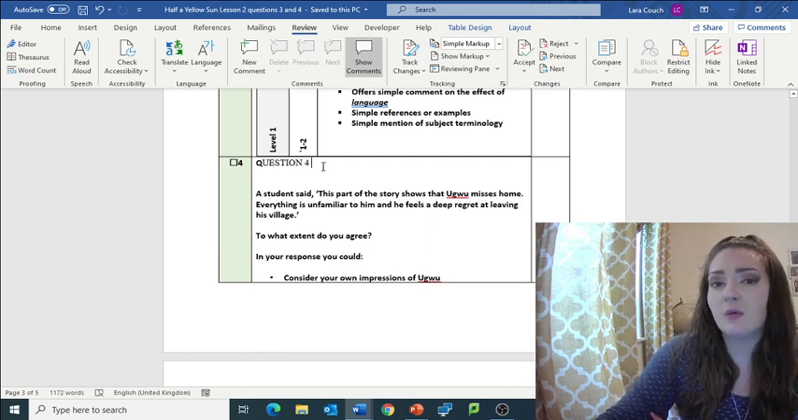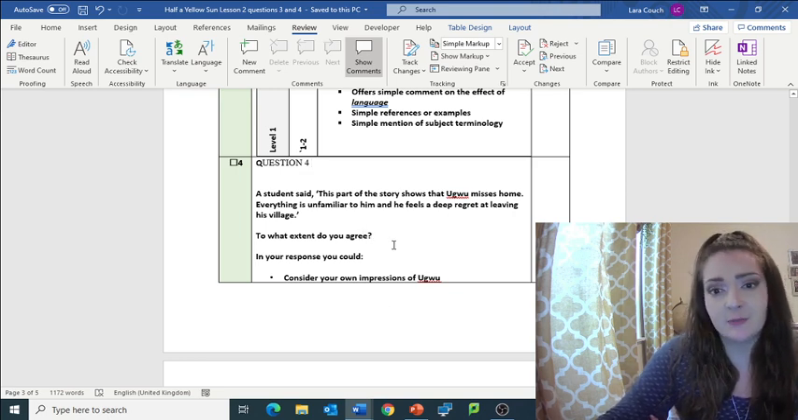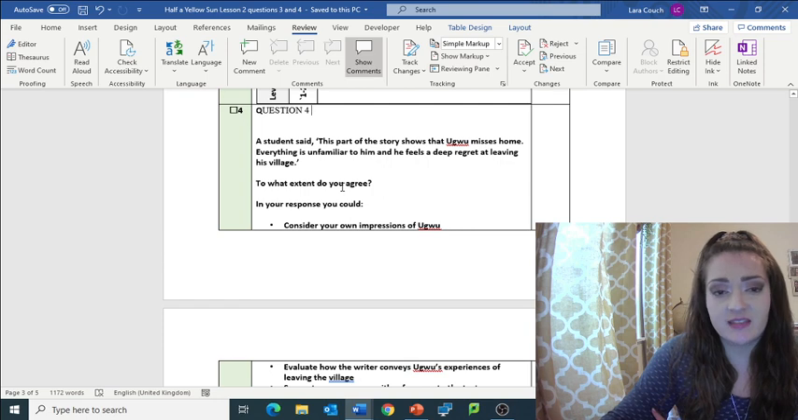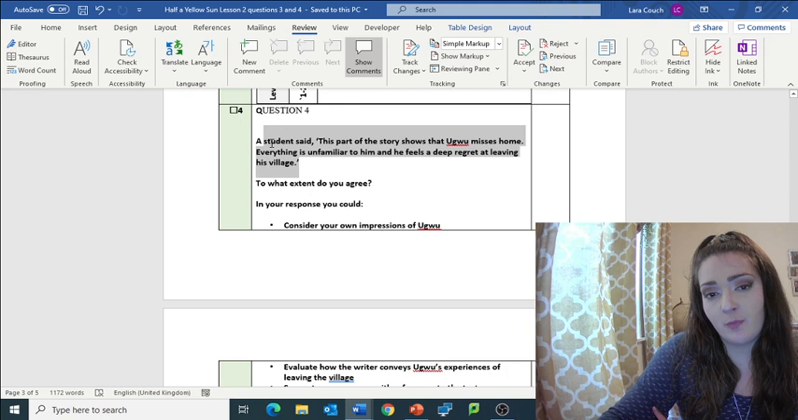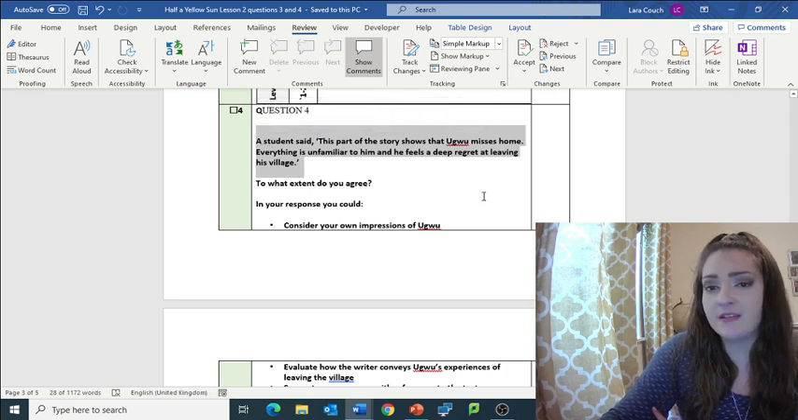It is also the only question that targets AO4, which is to critically evaluate. What I mean by that is have an opinion of your own and debate it and weigh things up. And don't just blindly agree or disagree. So what they'll do with this question is they will give you a quote or an opinion. So here's the quote or opinion. A student said, "This part of the story shows that Yuanga misses home. Everything is unfamiliar to him and he feels a deep regret at leaving the village." So that's the statement or the opinion.